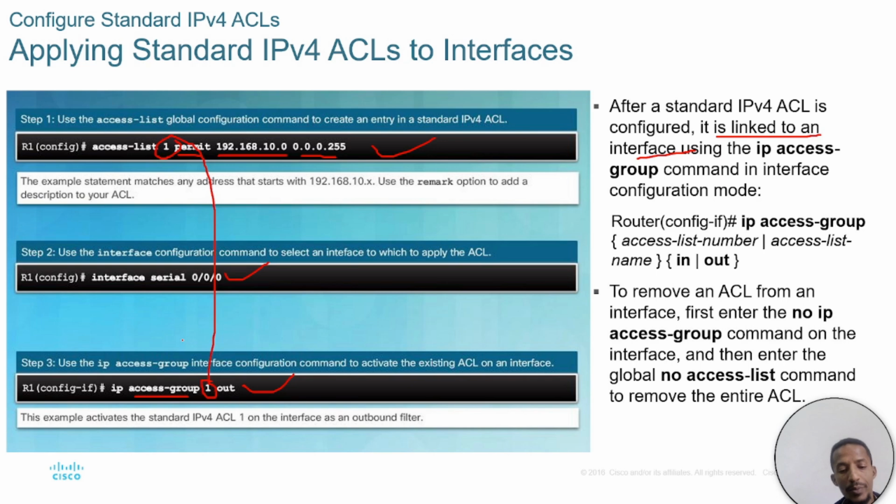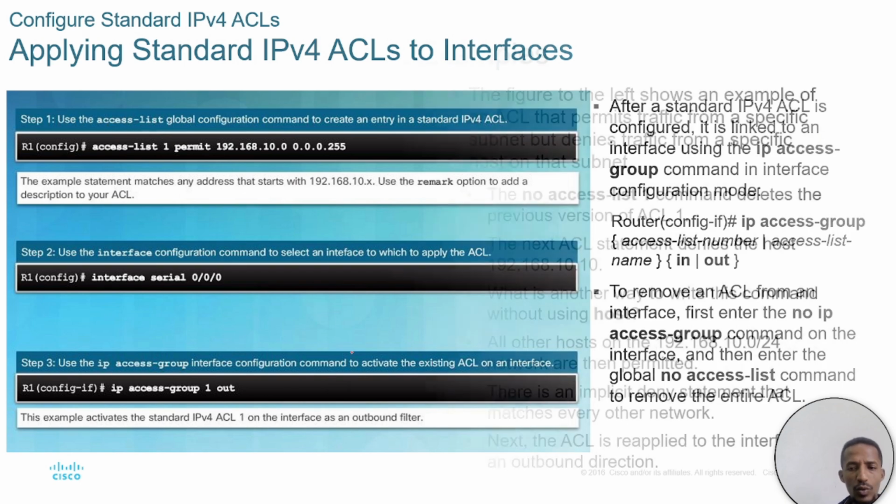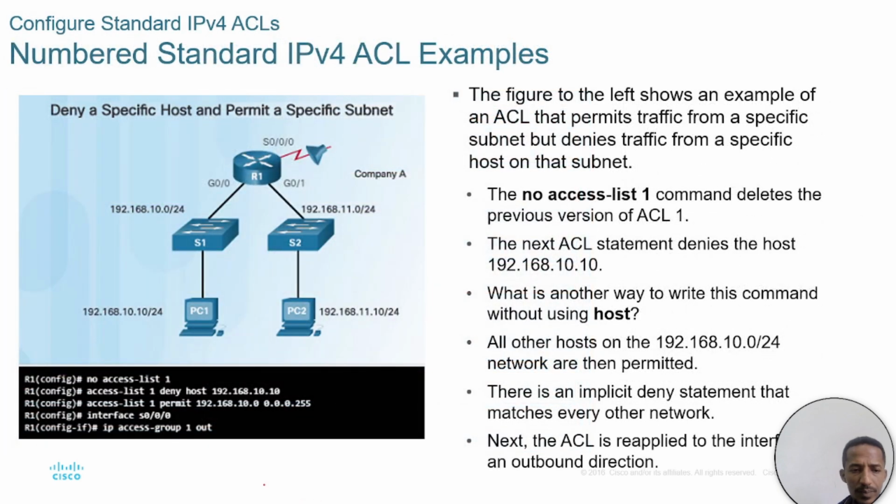So you should remember these 3 commands. One is an IP access group. The first one is access list, and the second one is where you configure the access control list. If you want to remove it, you'll say no, then no access list 1.